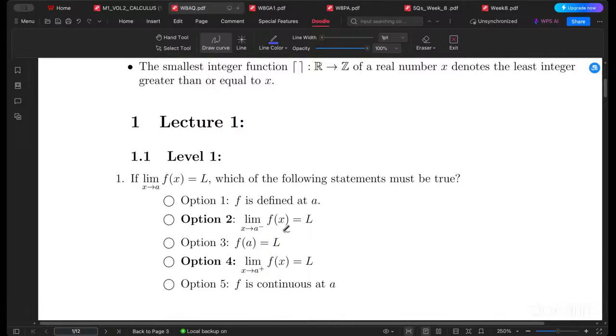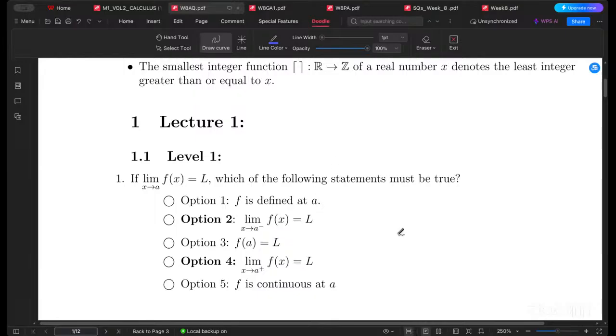Because it's just the definition, right? Okay, when does a limit exist? If a limit exists, it means that both the left hand limit and right hand limit exist and are equal to the limit of the function. If x goes to a, limit f of x is equal to L, then this means that your left hand limit and right hand limit, both of them are defined and equal to the same value L. So options 2 and 4 are very obvious, yes or no? Now from this, can we say whether f is defined at a or not?